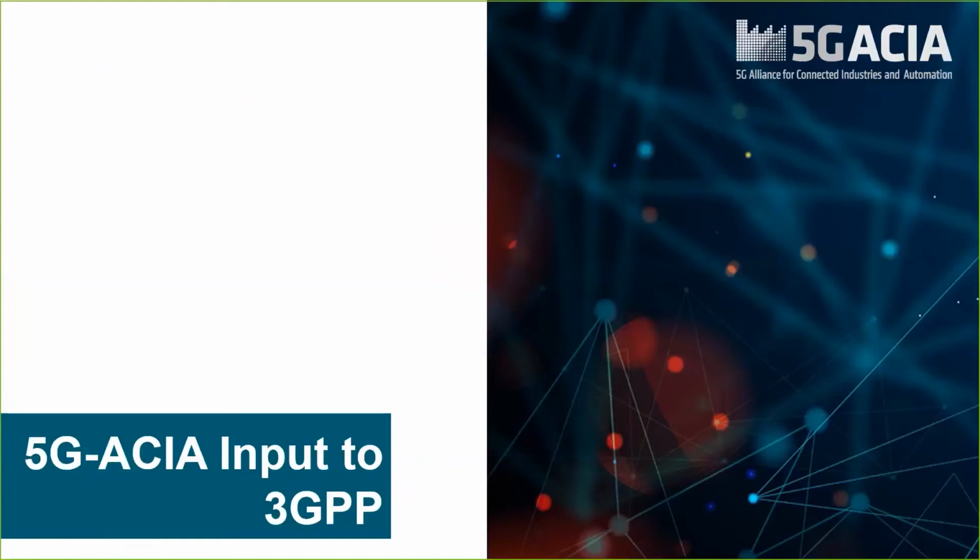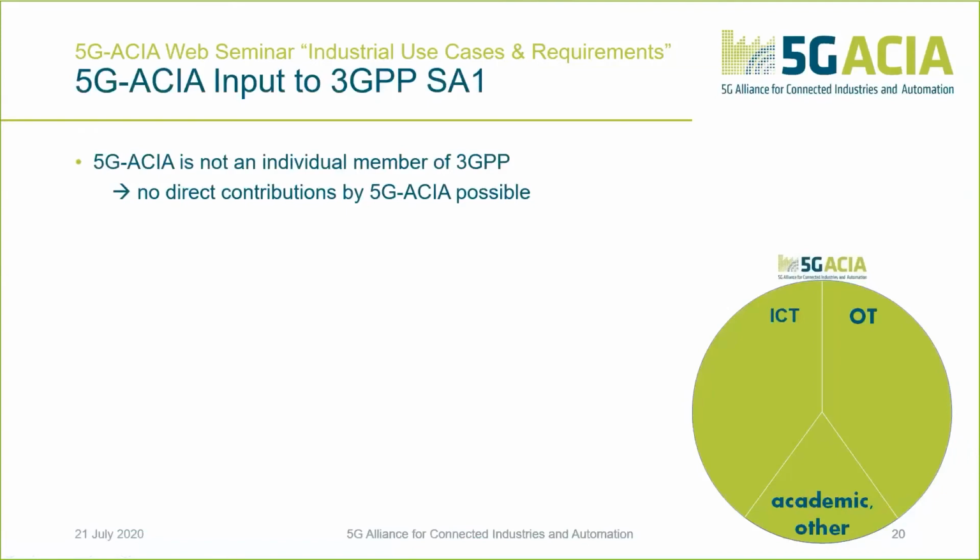You might have wondered why there are references to 3GPP documents in this presentation. In this set of slides, I would like to explain how 5G-ACIA provides input to 3GPP, and here especially to the 3GPP SA1 on use cases and requirements. So 5G-ACIA is a market representation partner of 3GPP, but not a so-called individual member of 3GPP. Direct contributions to 3GPP working groups by 5G-ACIA are therefore not possible. So individuals are here actually companies, organizations, or associations.